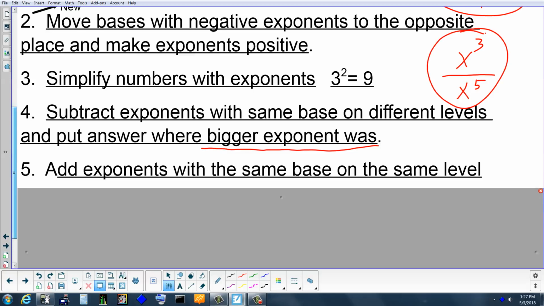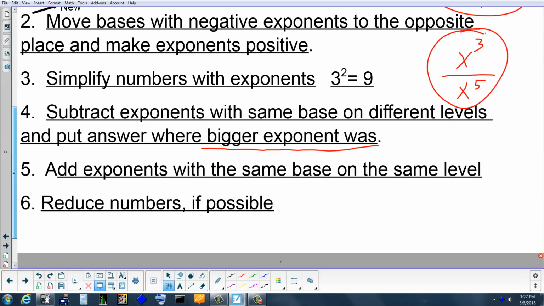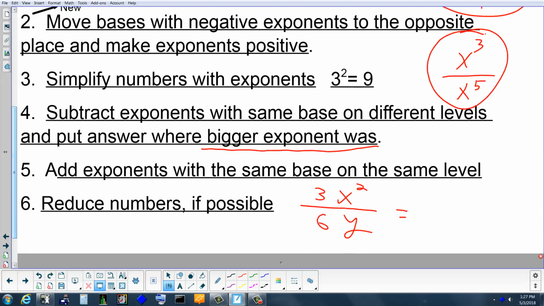The very last step. Does anyone remember what the last step was yesterday? It just involved numbers in a fraction. Yeah? Reduce the numbers. Reduce, if you can. So if you had something like that, you're pretty good, except one thing, you need to reduce 3/6, okay, which would be 1/2.